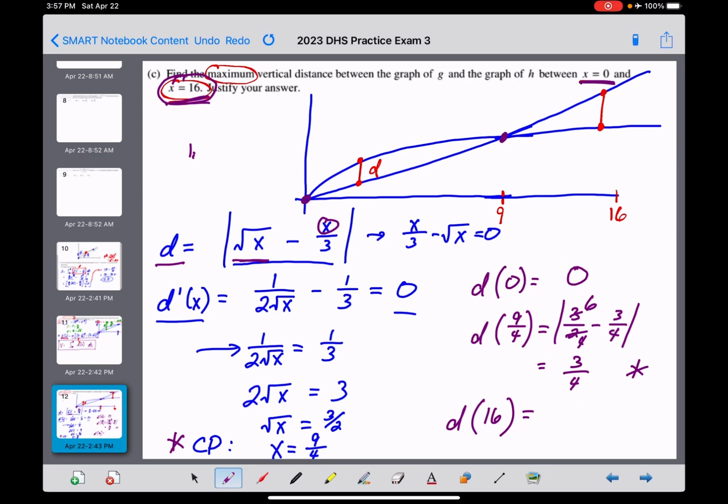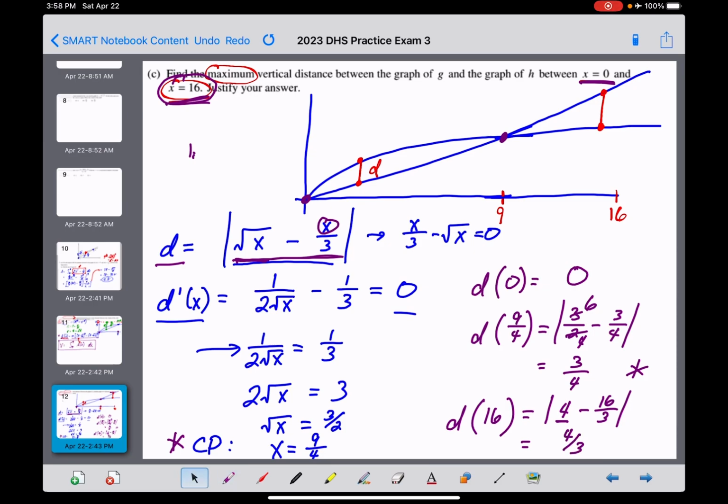So now let's do d of 16. So putting a 16 right in here, this will get us the absolute value of the square root of 16, which is 4, and then minus x over 3, which is 16 over 3, and nothing happens right there. This 4 becomes 12 over 3, and 12 over 3 minus 16 over 3 is negative 4 over 3, the absolute value of which is positive 4/3.